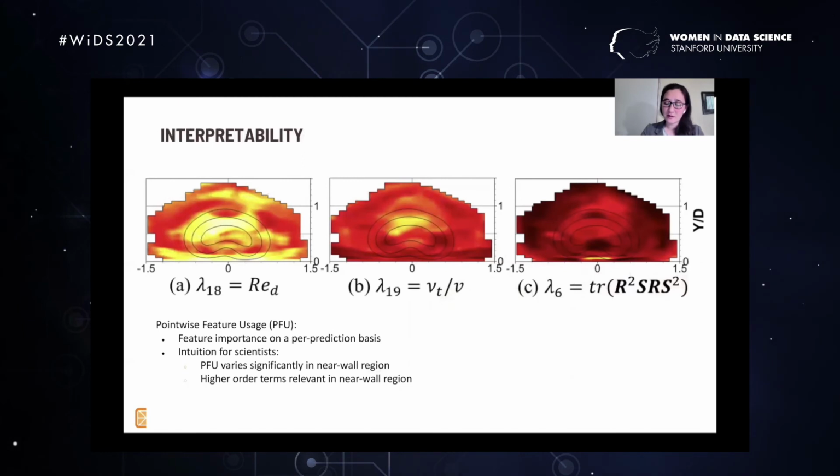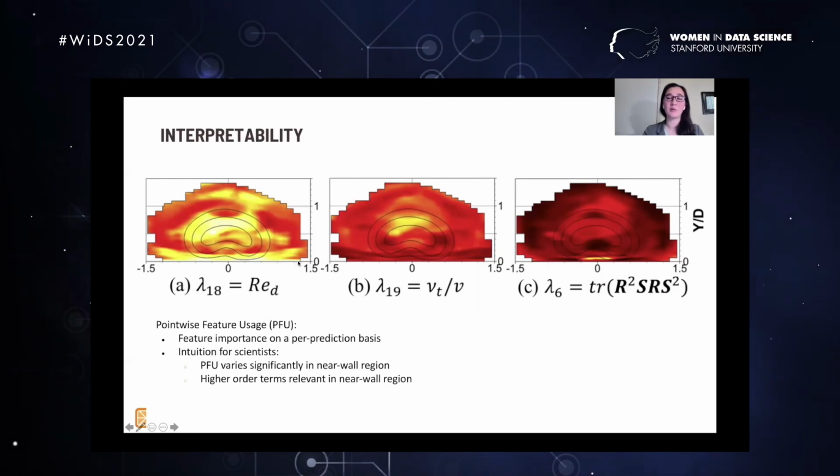So I told you that interpretability was one of my favorite topics, and this was a case where interpretability was really one of the major outcomes of this project. What we're looking at here is something that we called point-wise feature usage, which was basically feature importance on a per prediction basis. So these plots are showing contour plots of feature importance in the flow. This is a slice through the fluid flow. The bottom here represents a turbine blade.